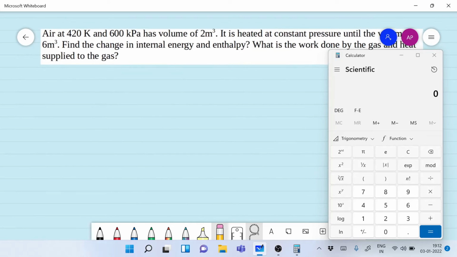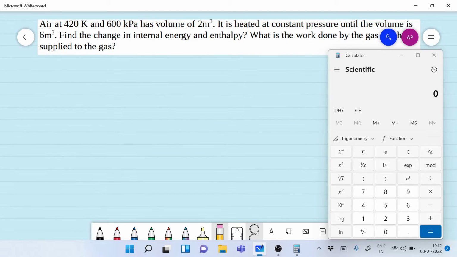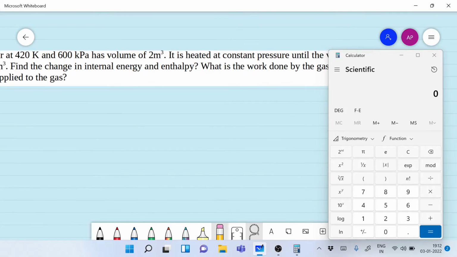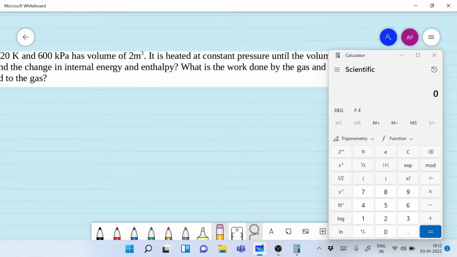Today we'll do something interesting. We will look into a problem on the first law of thermodynamics. Well, let's have a look at the problem.